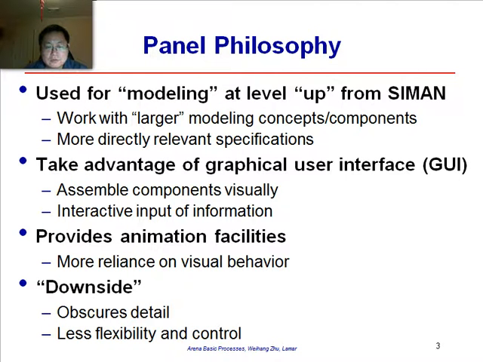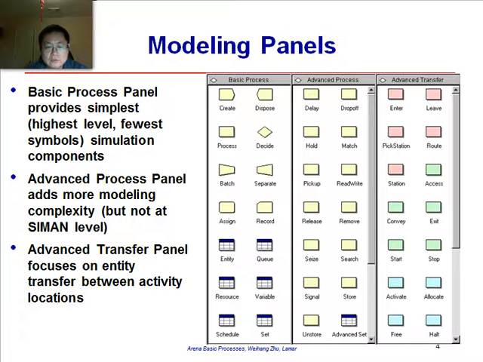Therefore, we usually use the modules or templates that are one level above SIMAN in Arena. These modules are organized into panels. They are easier to deal with for beginners. We are going to mainly use three modeling panels: Basic Process Panel, Advanced Process Panel, and Advanced Transfer Panel. Each panel has flowchart modules and data modules.